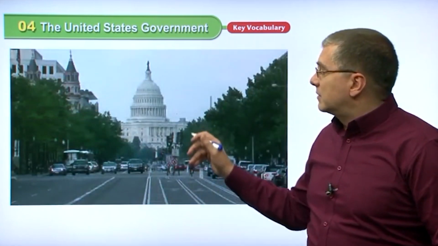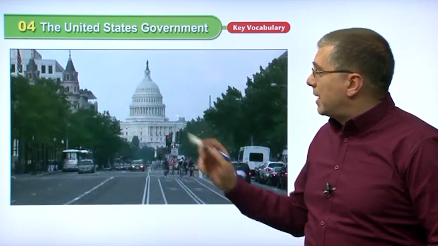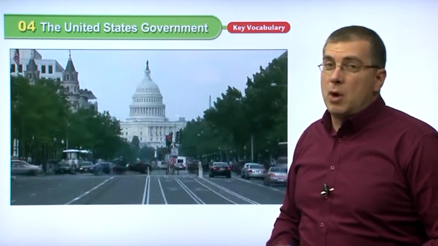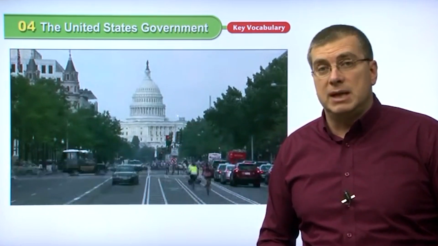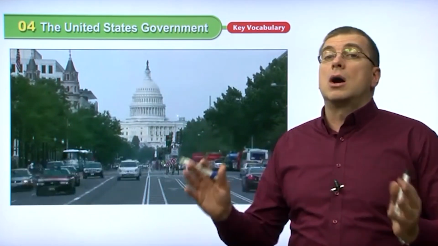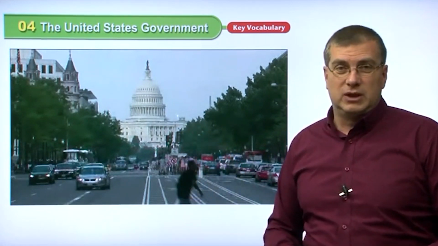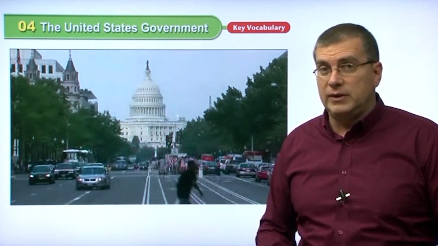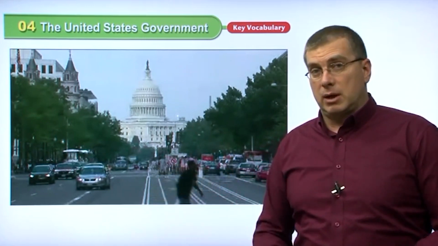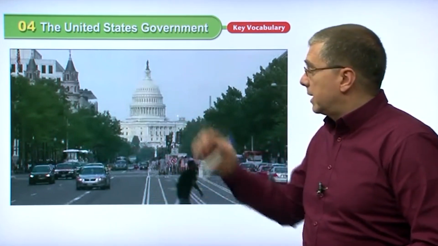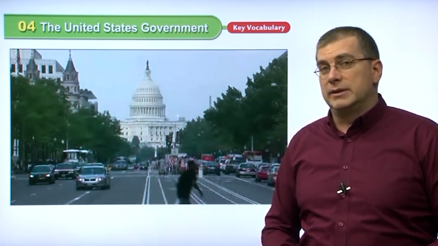In the United States, the government is represented by the Capitol building, also by the White House, but the Capitol building is where Congress meets. And that, of course, is a very large group of people who are elected to their position, elected to their office, and they make laws that everybody in America must follow. So that's the Capitol building in Washington, D.C., where Congress meets.